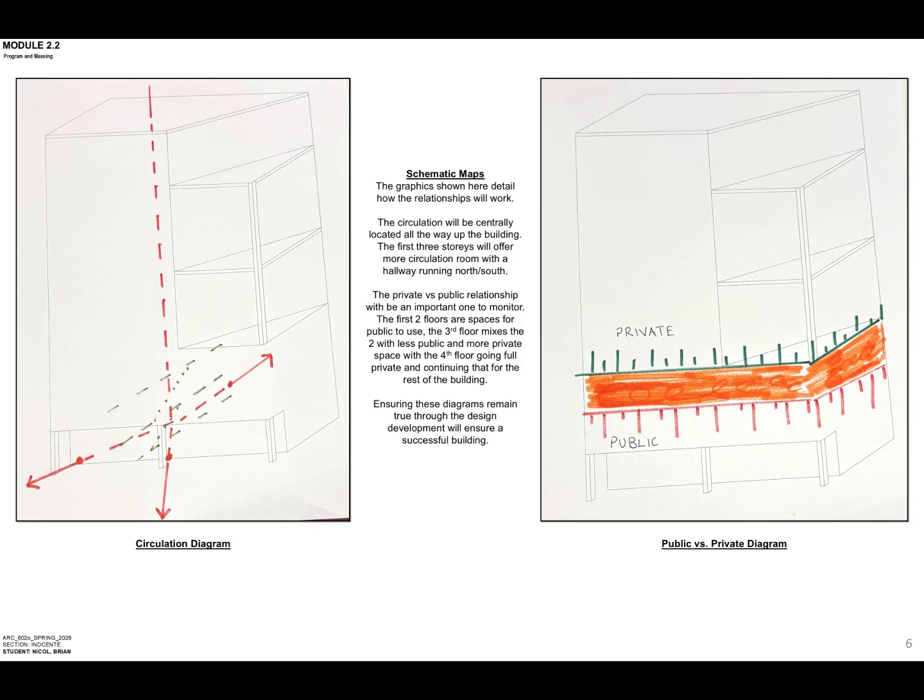spaces. Looking at schematic maps, I kind of took a 3D shot of the massing that I created and made some hand sketch drawings of circulation and public versus private diagrams of how people are going to move through the building and at what point is it going to transition from public to private space.